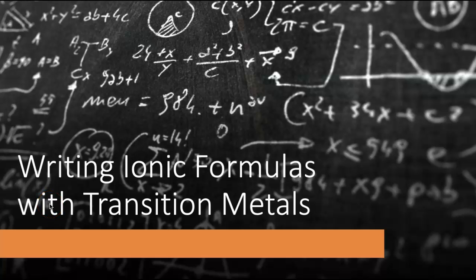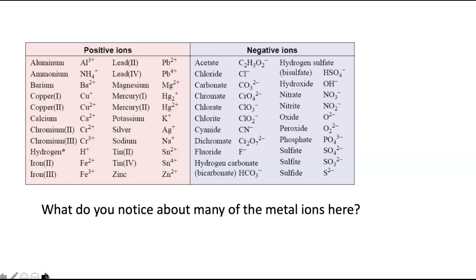So this week, we're also going to be writing ionic formulas for those ionic compounds with transition metals. And so hopefully you remember those transition metals. If we take a look at them, see if you can locate on this chart some of those transition metals. And I'm just going to go through and circle some for you. What do you notice about these transition metals?